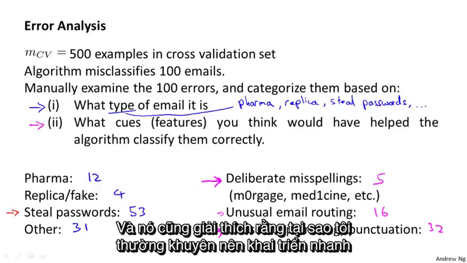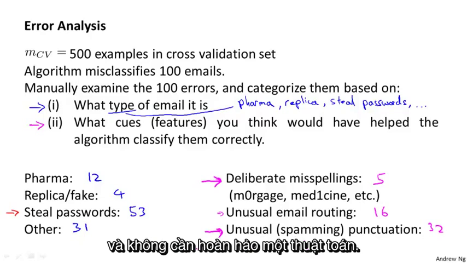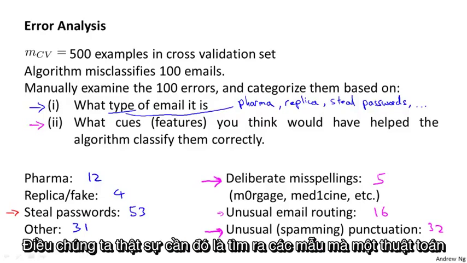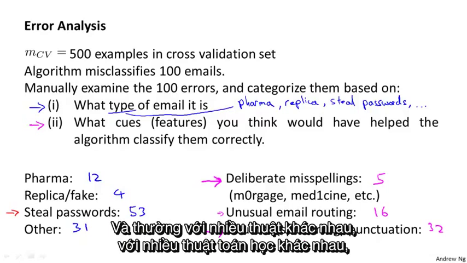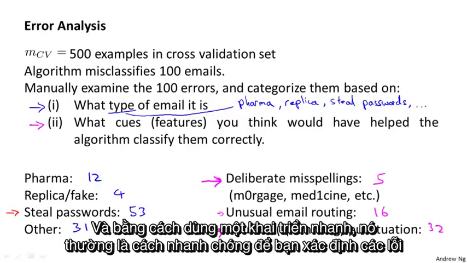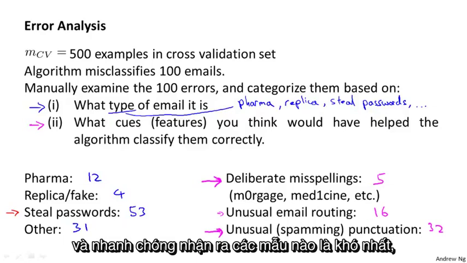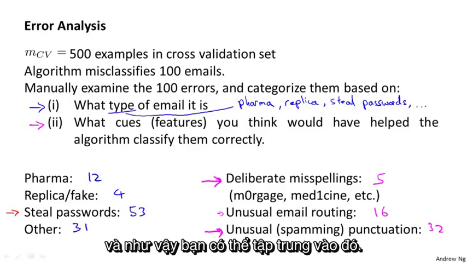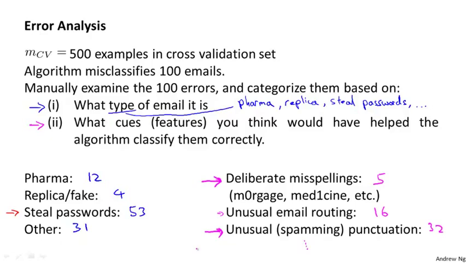And this also explains why I often recommend implementing a quick and dirty implementation of an algorithm. What we really want to do is figure out what are the most difficult examples for an algorithm to classify. And very often, different learning algorithms will find similar categories of examples difficult. And by having a quick and dirty implementation, that's often a quick way to let you identify some errors and quickly identify what are the hard examples so that you can focus your efforts on those.